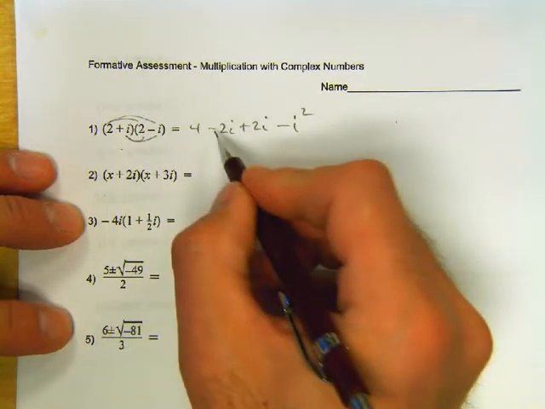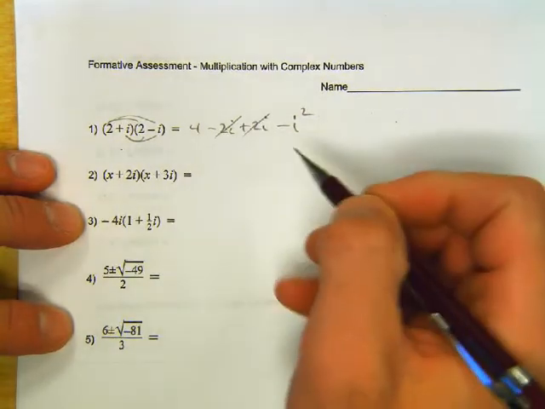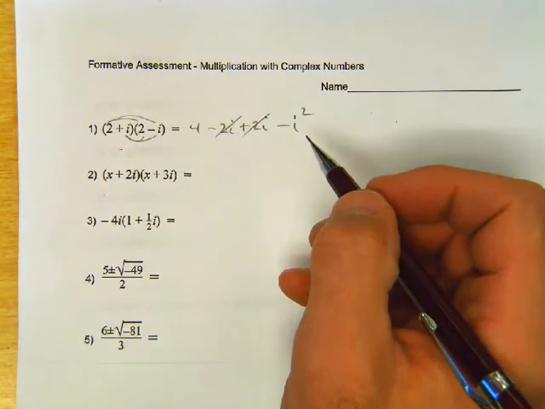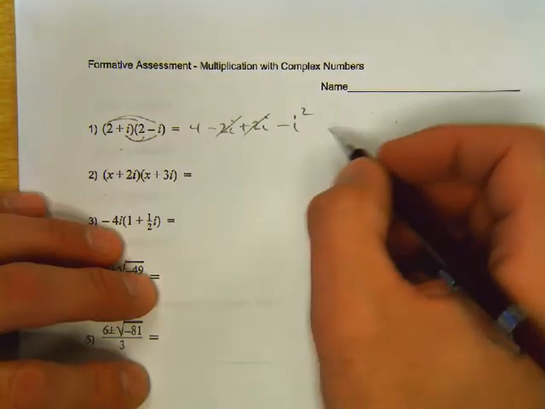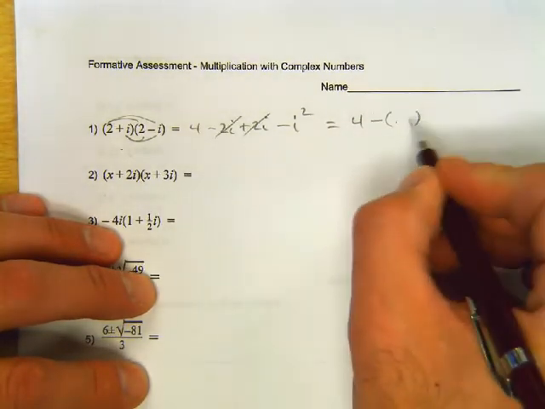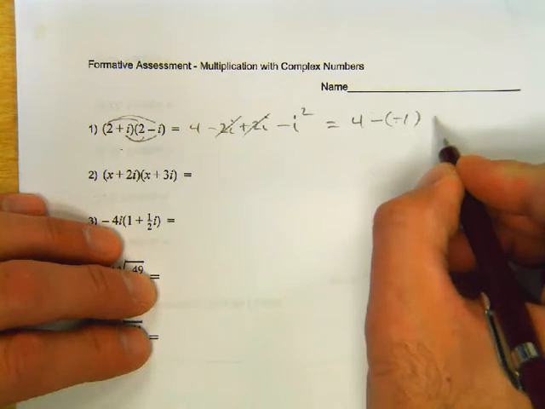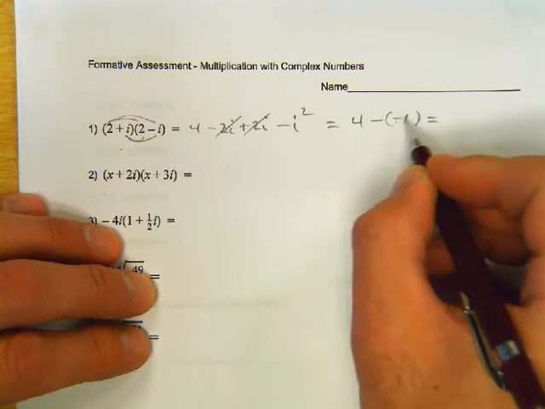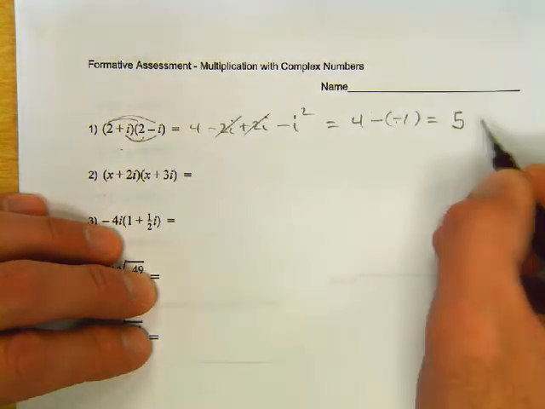Negative 2i and positive 2i cancel because they are like terms. And then we're left with a 4 minus an i squared, which is negative 1. So 4 minus a negative 1 is 5.